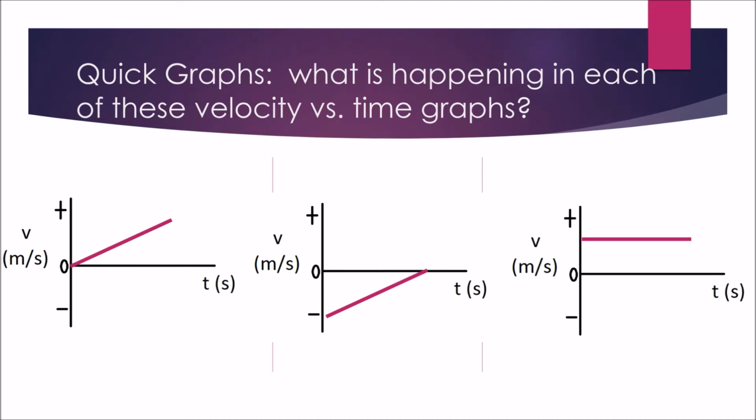Same deal for our velocity versus time graphs. Remember, positive velocity is moving away and negative velocity is moving towards the origin. So in the first graph, we have moving away from the origin, getting faster. And the second, we have moving towards the origin, but getting slower because our velocity is getting closer to zero. And then lastly, we are moving away with a constant velocity.